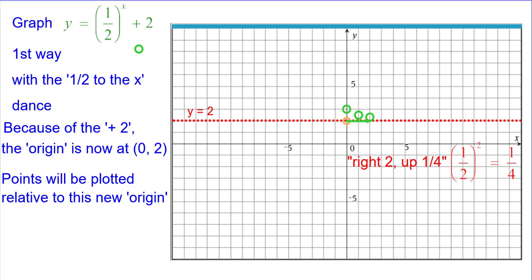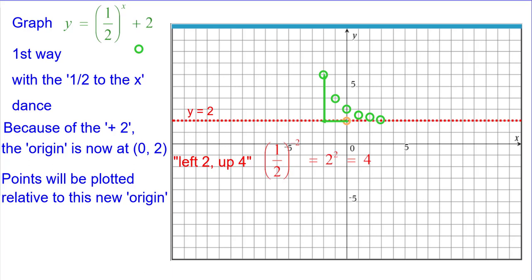Right 2 up a quarter. If you square a half, you get a quarter. Then right 3 up 1/8. 1/2 raised to the third power is 1/8. Going to the left 1 up 2. 1/2 raised to the -1 means take the reciprocal of a half, which is 2.